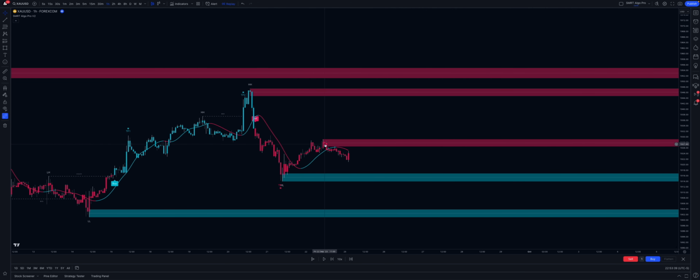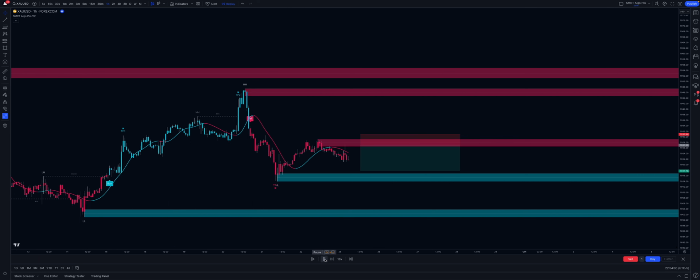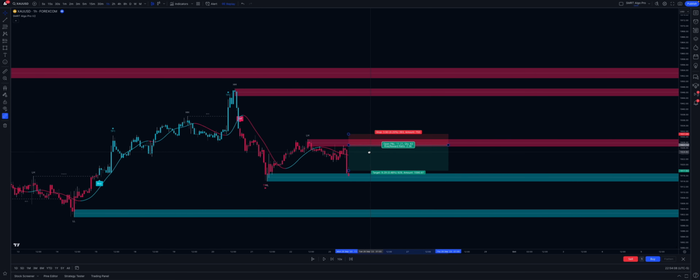Okay, so you can see now that we have a new supply zone printed on the screen. So what you guys can do is have a short position ready, either at the opening of the supply zone or the 50%. What I like to do is enter at the 25%, and put the stop loss above the high, which will be here. So we can wait for price to go back into the zone.